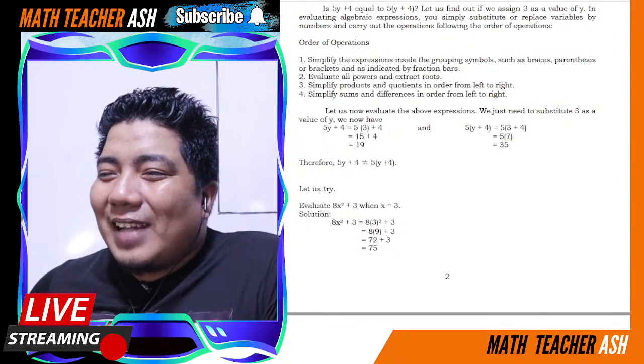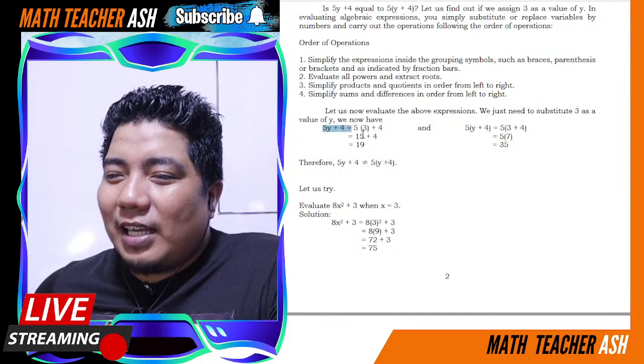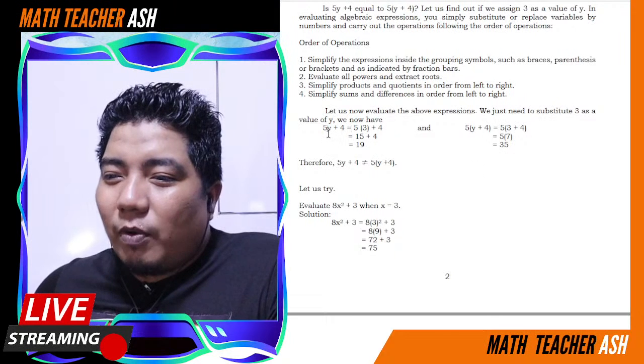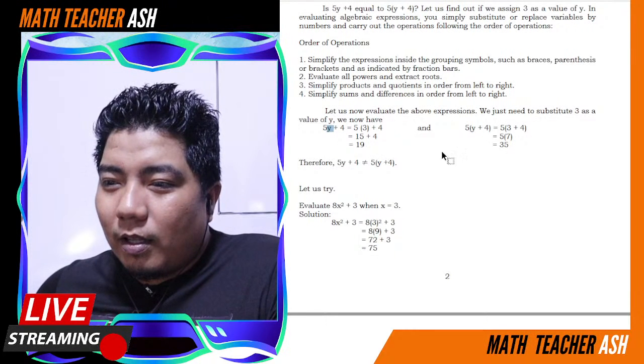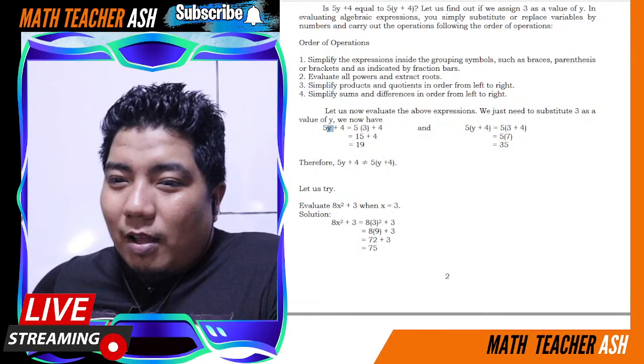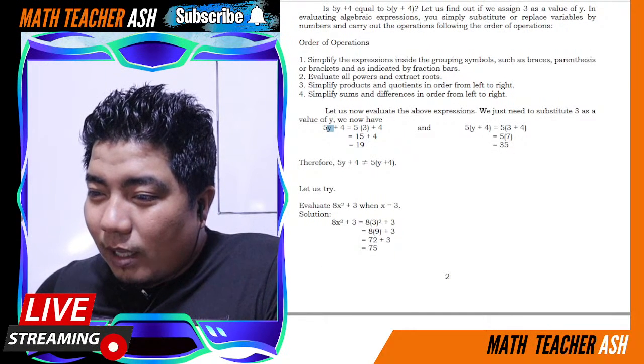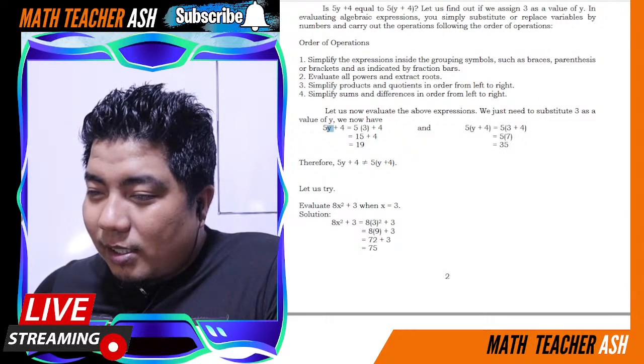So now let us continue. We have here the given expression, 5y plus 4. Now, ang value daw ng y, okay, since given here, the given here is 3.